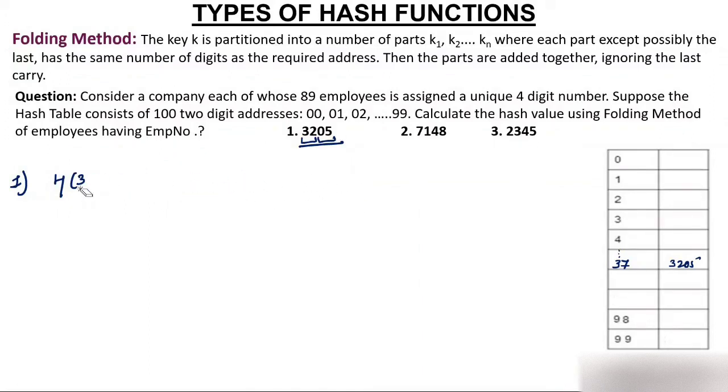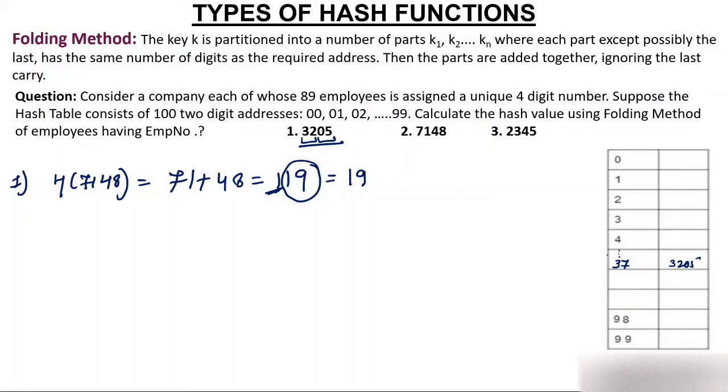Now you have the second number, 7148. When you fold it and add, you get 119. This is beyond the hash table range, so in that case you discard the most significant digit. The remaining value is 19. So at the 19th location, I will store 7148. I hope you understand all three hash functions. One was the division method, the second was the mid square method, and the third is the folding method.